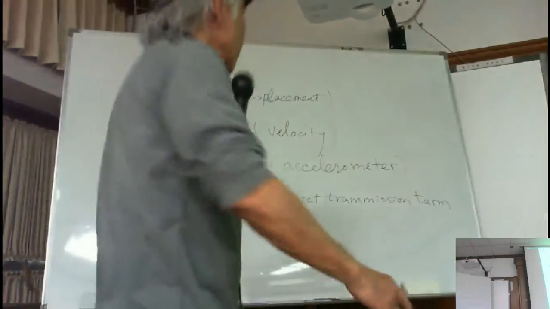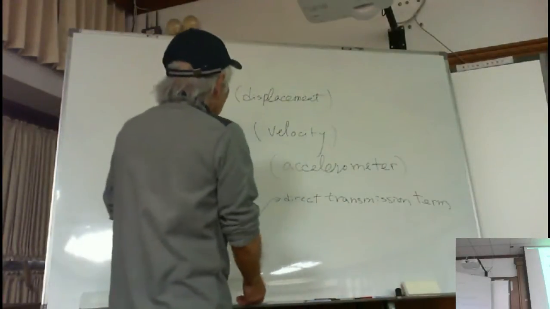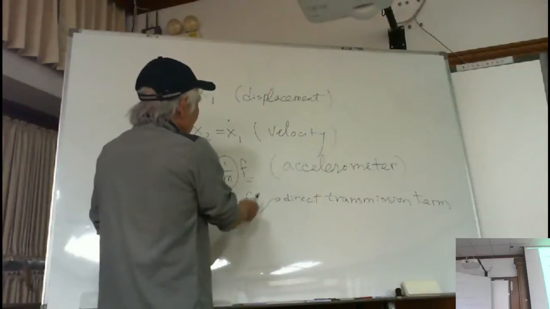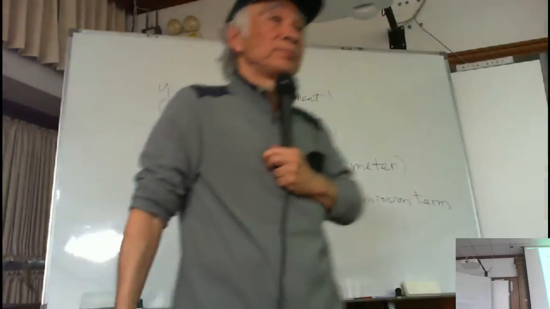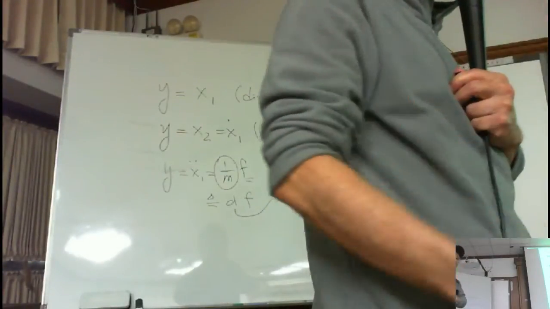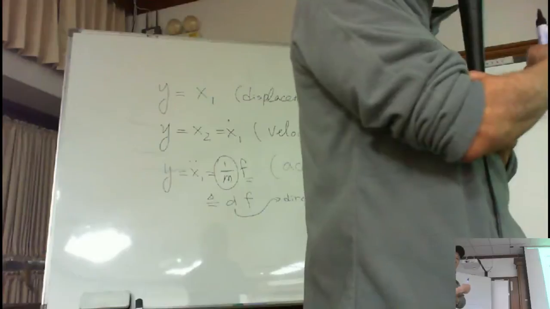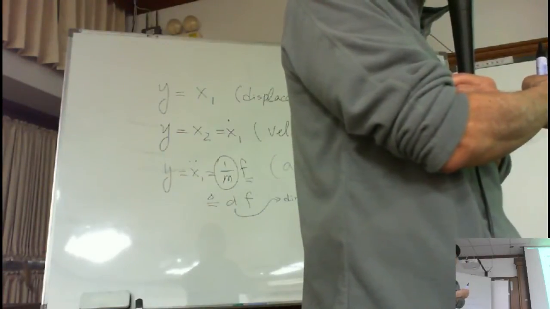In control theory, we call D the direct transmission term. That means you directly transmit the force to your measurement quantity. You measure, you get a force quantity. Do you see any state there? No. There is no x1, there is no x2.